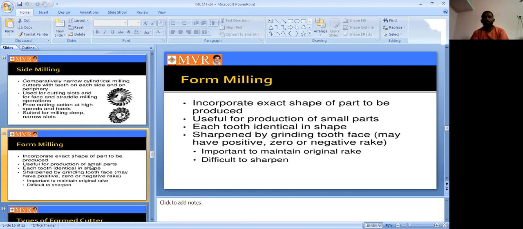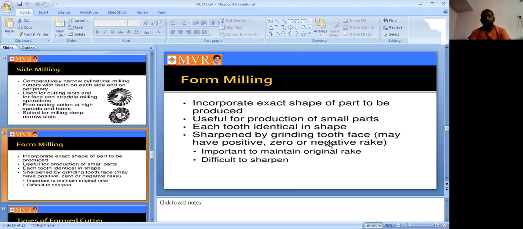So next, the third one is form milling cutters. It is one of the very important cutters. It incorporates the exact shape of the part to be produced. Where we want to cut the part, the exact shape will be produced by the form milling cutter. So it is useful for the production of small parts. Form milling is majorly useful for small parts machining.